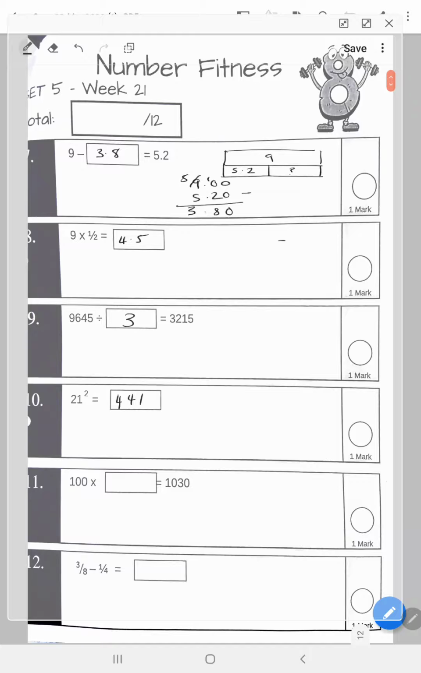100 times something is 1030. Again, we know that whatever the thing in the hundreds column has travelled from the ones. So if we do our hundreds, tens and ones, and our tenths, hundredths and thousandths, we know our 0 travelled from the 1 when it was multiplied by 100. And then we write our number in.